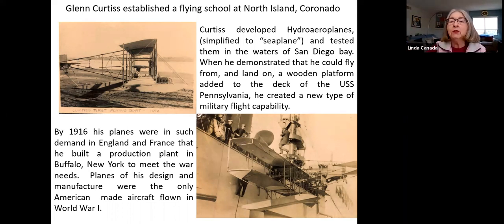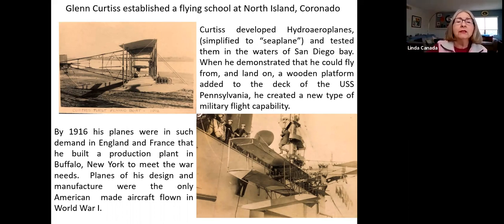So he leased some land over on Coronado that the Spreckels interests owned. And he started a flight school over there. And he had civilians who wanted to learn how to fly. And eventually the Navy and the Army both became interested in learning how to fly as well. But really what he was doing was developing new planes. So he was continuing his inventing.